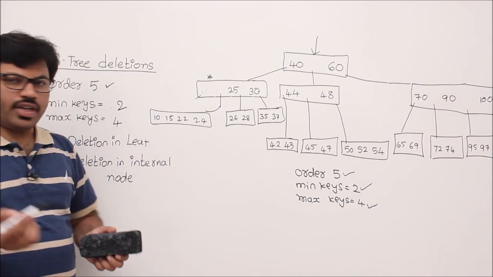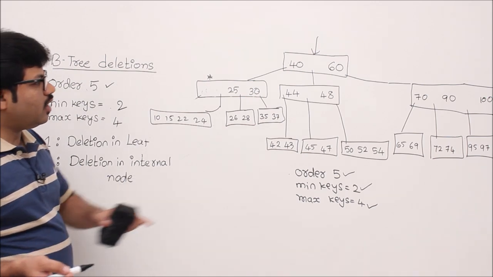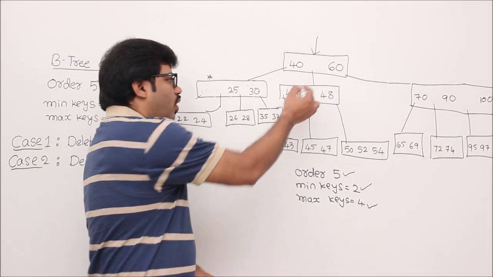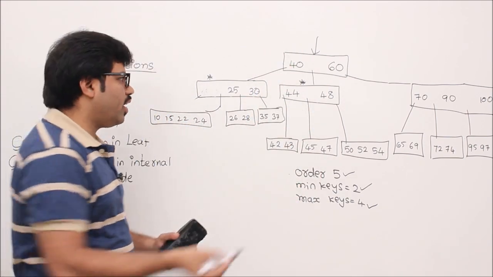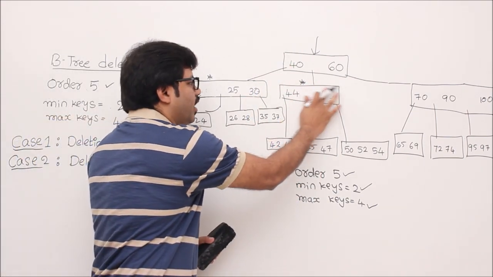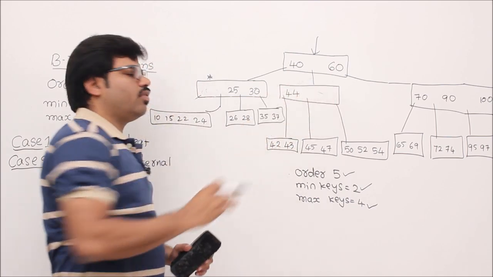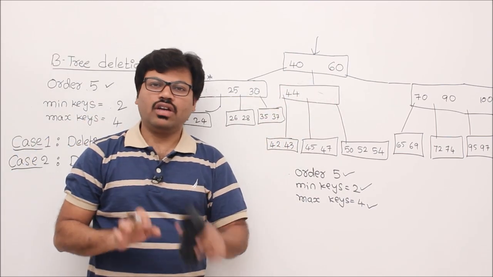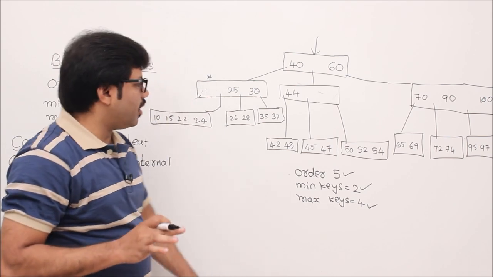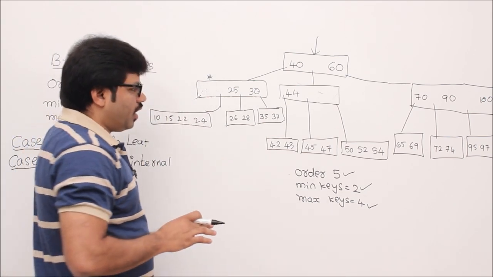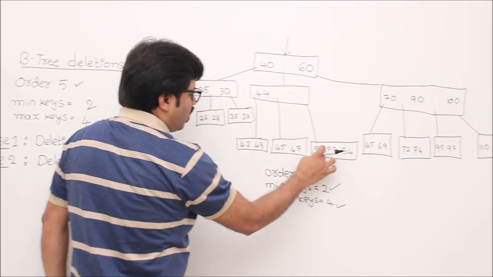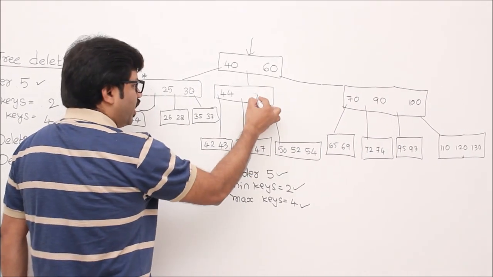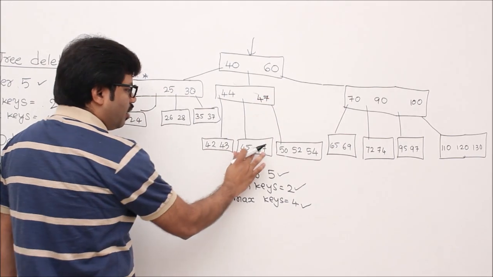Now we'll see one more example. This time I delete 48. So again, case number 2, deletion from internal node. If I delete 48, then first of all replace it, remove it and go for the in-order predecessor. What is the in-order predecessor? The in-order predecessor of 48 is 47, otherwise the in-order successor is 50. Anything you can take. Let me take the in-order predecessor 47, then remove it from here.